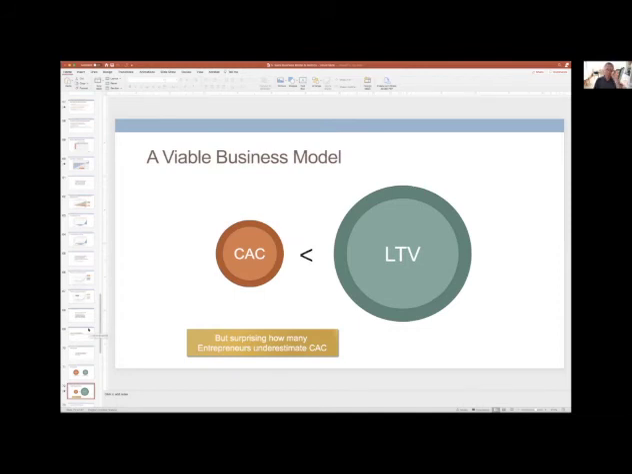But one of the things I find surprising is how few entrepreneurs really understand how big CAC is going to be. They generally just assume the product's so great, everybody's going to come to my website and find it, and they're going to just buy it. And they get this wrong. So this is much worse than you expect.